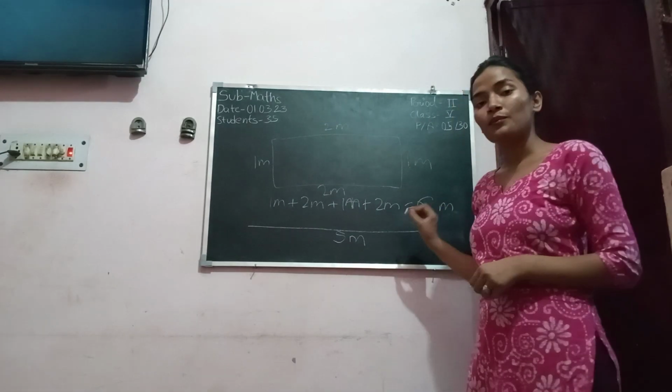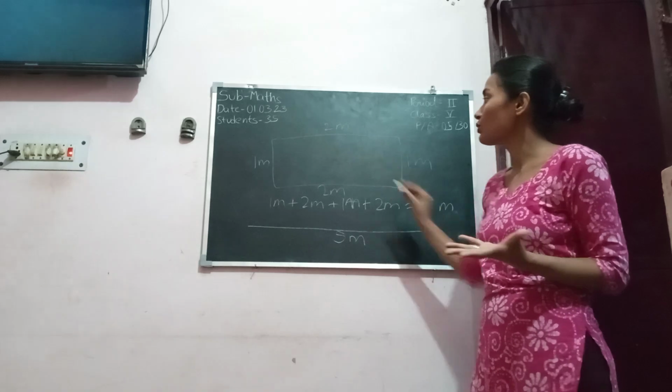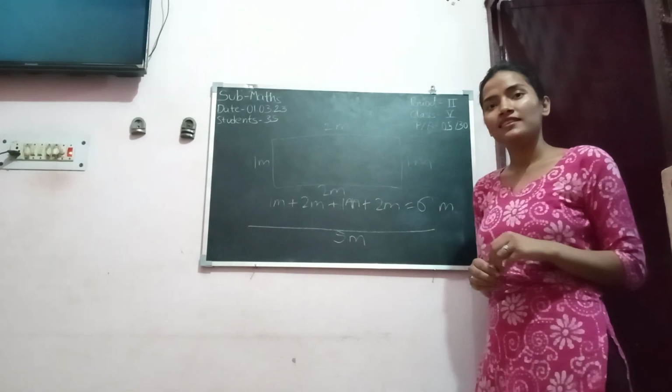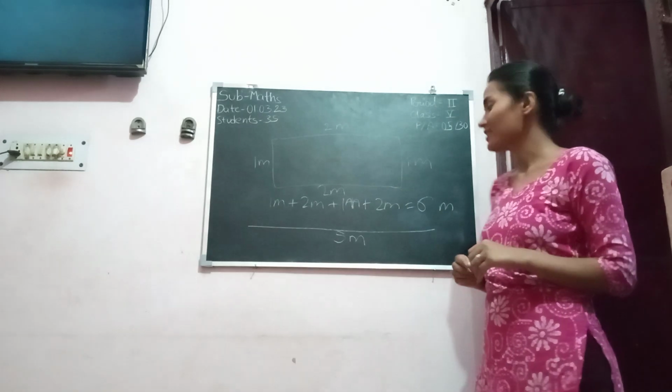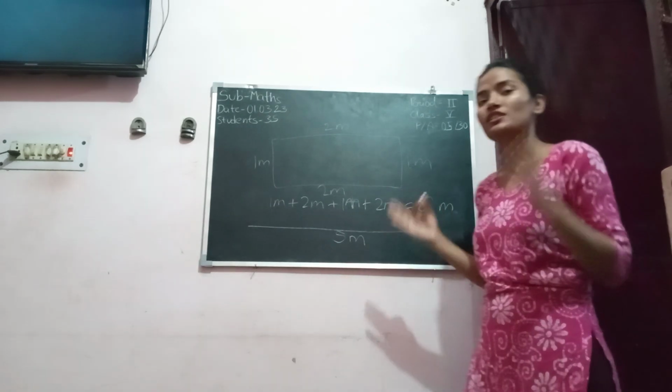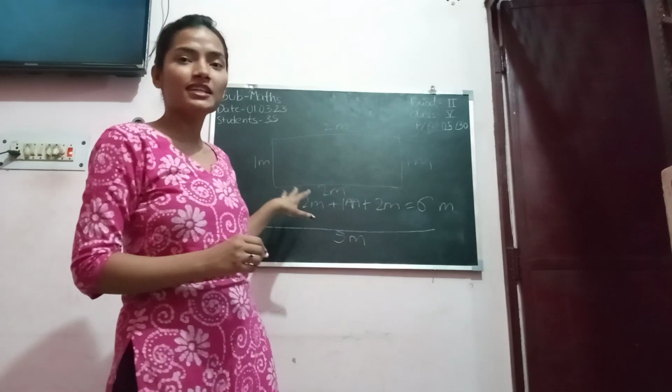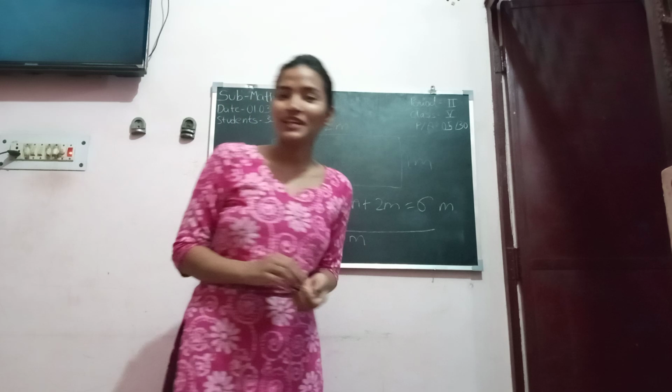How much more lace does she need to cover the total boundary of this dupatta? Yes, Sonali? 1 more meter. Right, because this is 5 and this is 6. So she needs 1 more meter of lace to cover all the boundary of her dupatta. Very good, students.